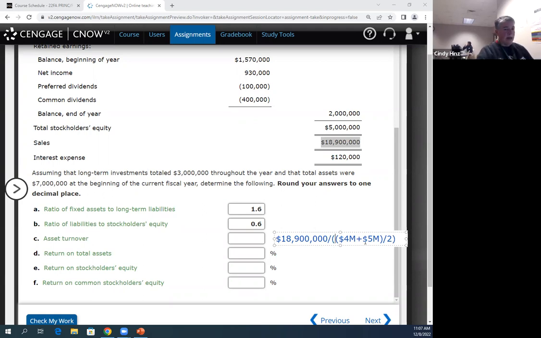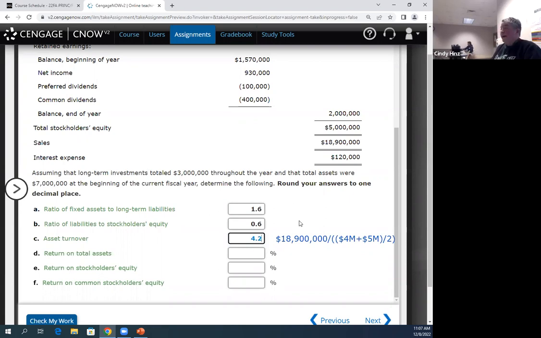So 18.9 million in sales divided by $4.5 million in average operating assets gives us an asset turnover of 4.2. What does that tell us? For every dollar we have in operating assets, we're generating $4.20 in sales.